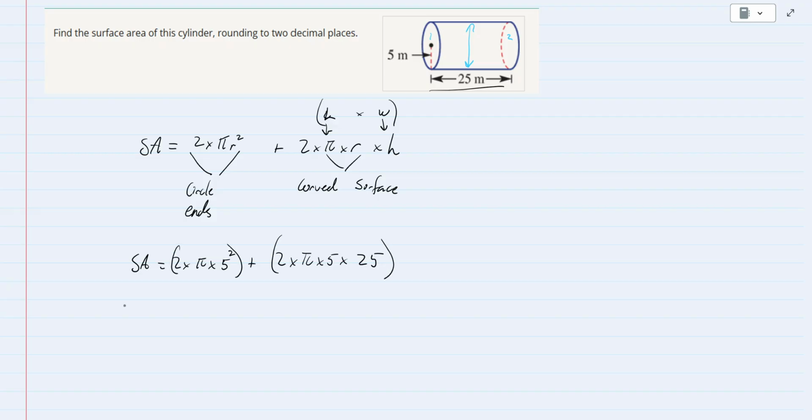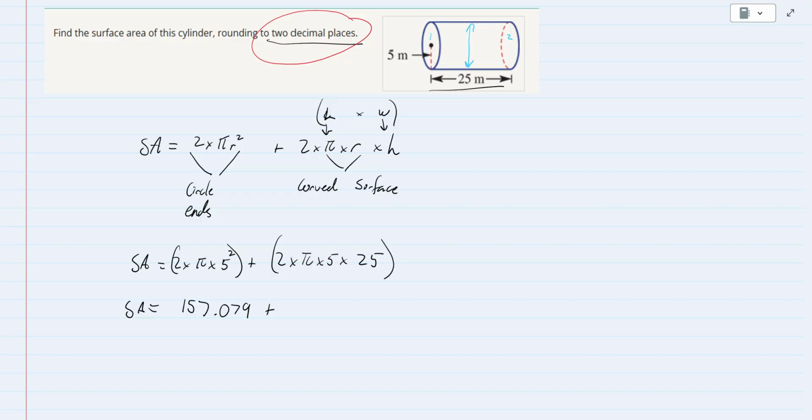Okay, you can type all that into your calculator as one. I'm going to do it in sections. So 2 times pi times 5 squared is 157.079. I'll go 3 decimal places now, and then I'll round to 2 decimal places at the end because that's what the question asked for. Doing it this way just lets you be a little more accurate with the end result. If you start rounding to 2 decimal places there, then you might be off by 1 decimal place at the end.